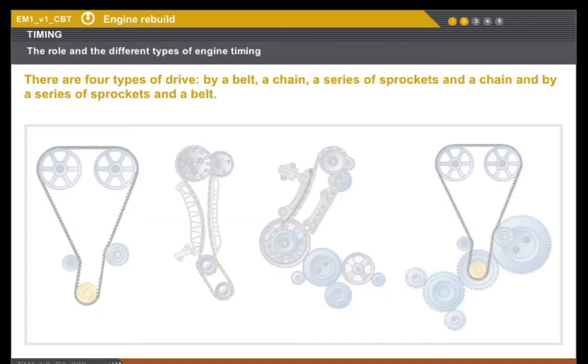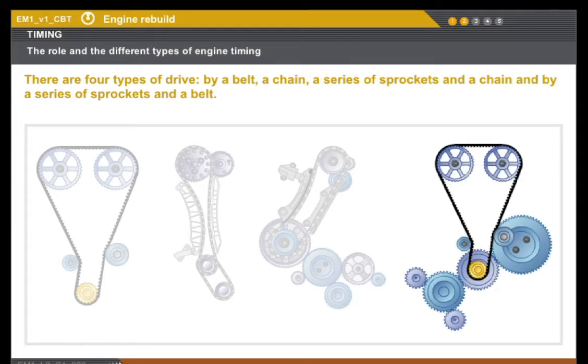The connection between the camshaft and the crankshaft can be made via the following components: a belt, a chain, a series of sprockets and a chain, a series of sprockets and a belt. These are the 4 types of drive that currently exist.